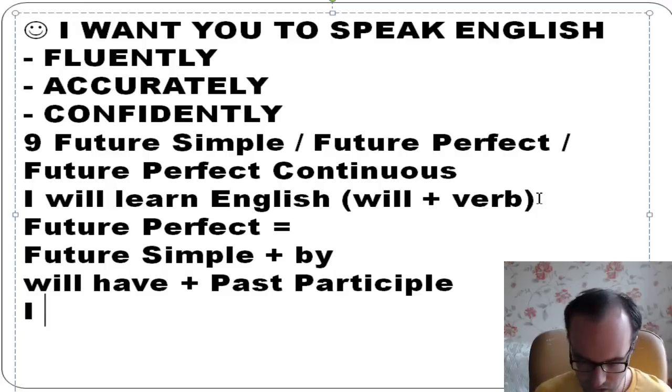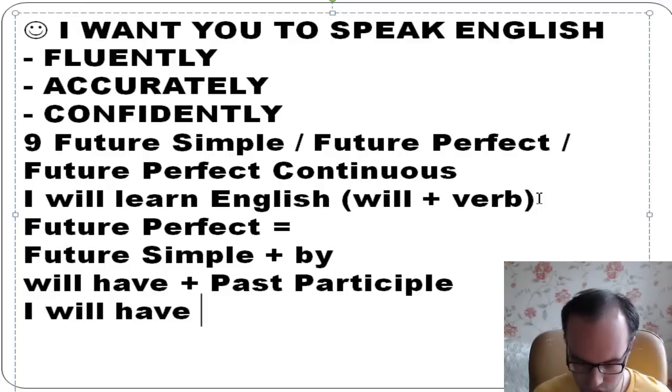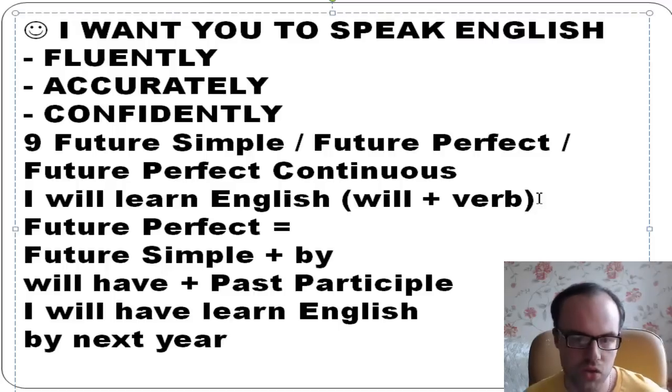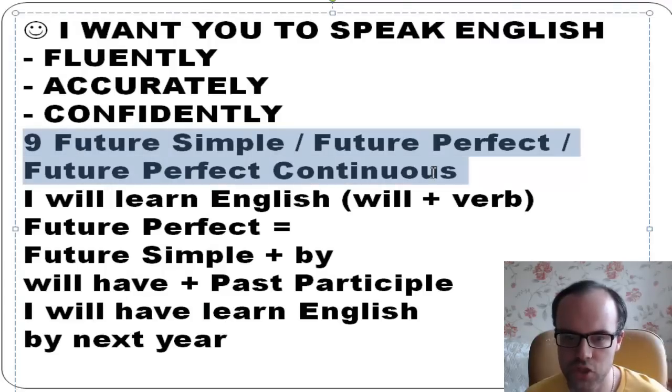So for example, I will have learned English by next year. But I want you to speak English fluently, accurately, and confidently. So future simple, future perfect, and future perfect continuous.